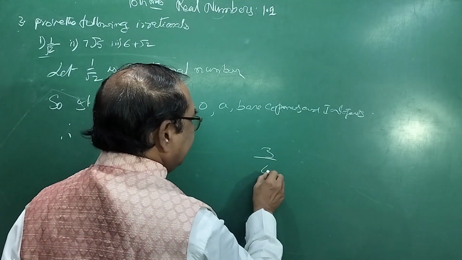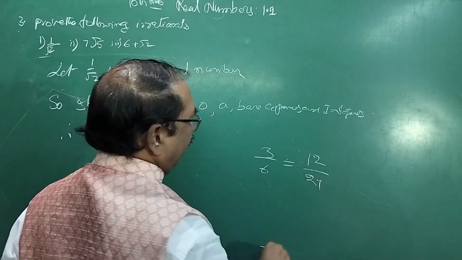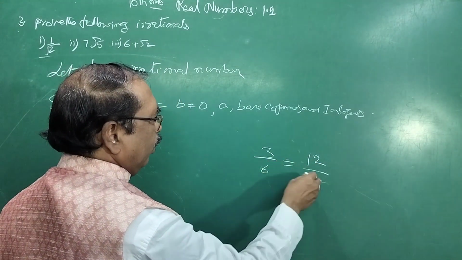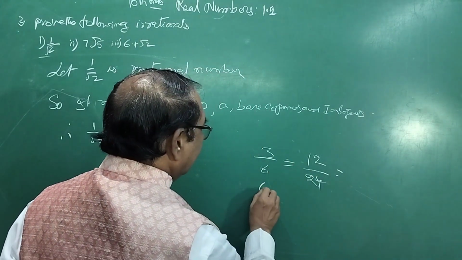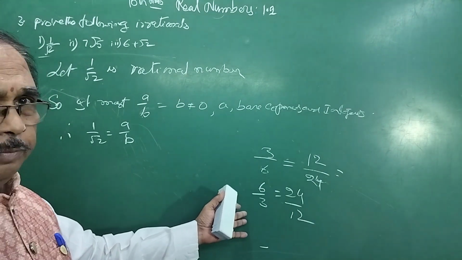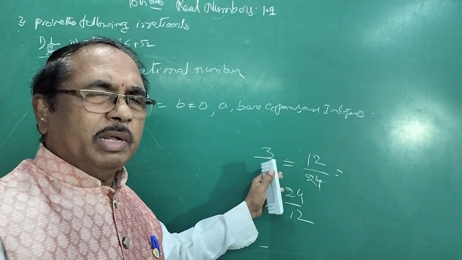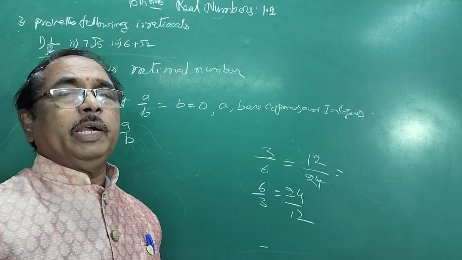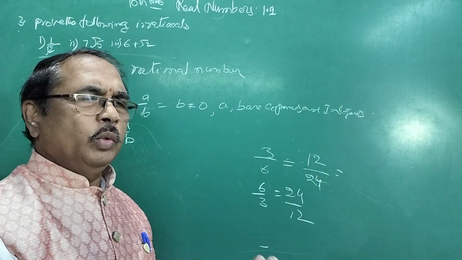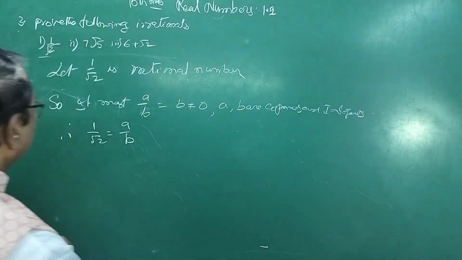You see, 3 by 6 is equal to 12 by 24, is it right? It is 4 times developed. That is also equal to 6 by 3, or 24 by 12. We can write like that also. If this side is reversed, that side is also reversed. If this side is multiplied with some number, that side should also be multiplied with the same number. If you do it equally on both sides, left side and right side, there is no change in the equation. Let us do the same procedure.